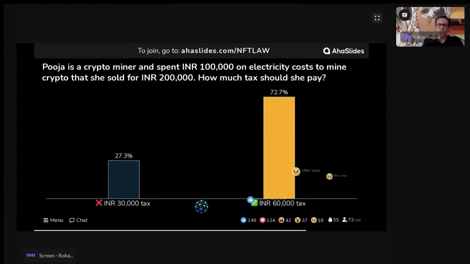Okay, again, a majority of you got that right. Because here we would say that her profit is 2 lakh, because the electricity cost of a miner is not covered under cost of acquisition. For a miner, the crypto they've just created or mined is complete profit, and they would pay direct 30% on that.